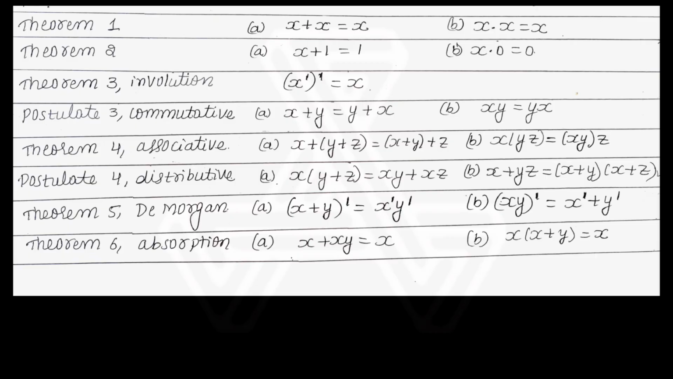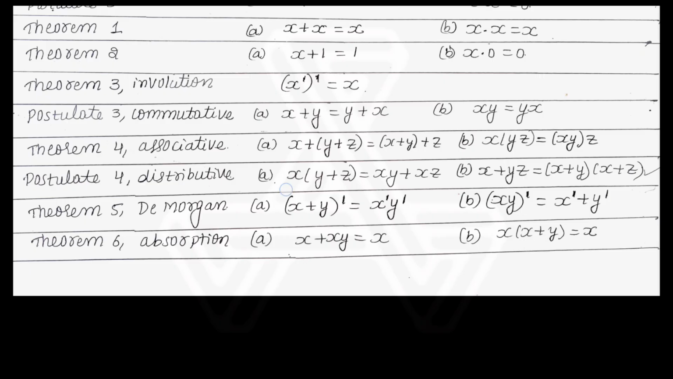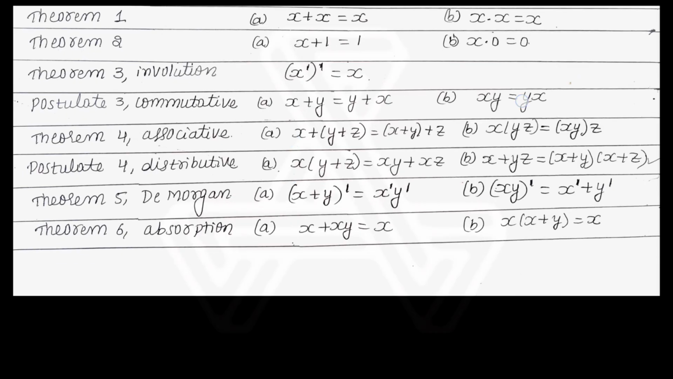Associative: x plus (y plus z) is equal to (x plus y) plus z, and x(yz) is equal to (xy)z. Distributive: x into (y plus z) is equal to xy plus xz, and x plus yz is equal to (x plus y) dot (x plus z). DeMorgan: the complement of (x plus y) is x complement times y complement, and the complement of xy is x complement plus y complement. Absorption: x plus xy is equal to x, and x into (x plus y) is equal to x.